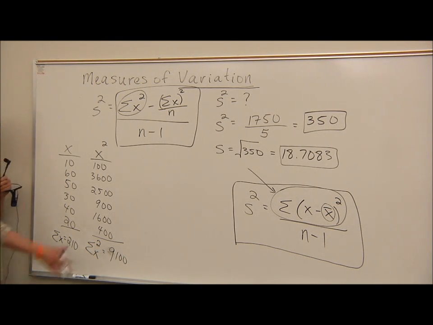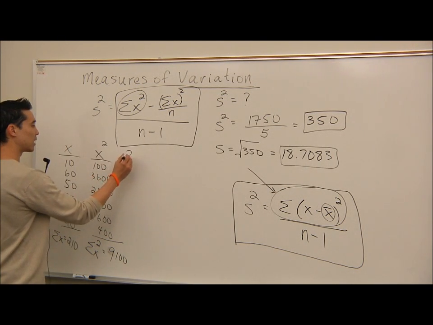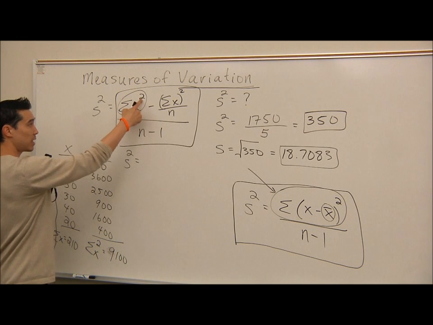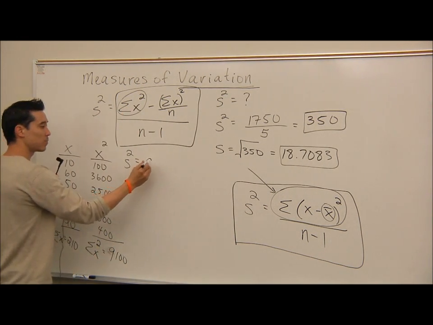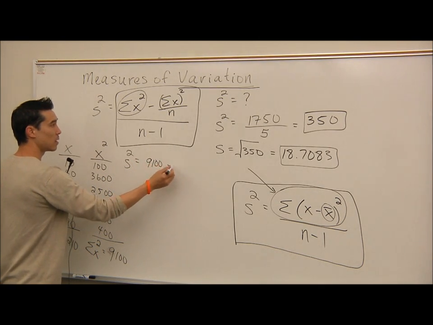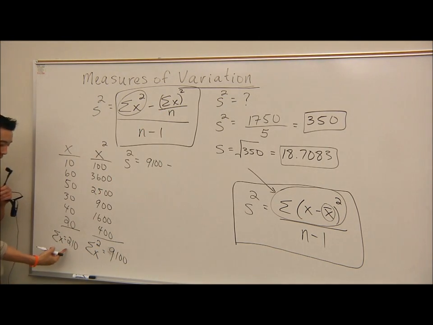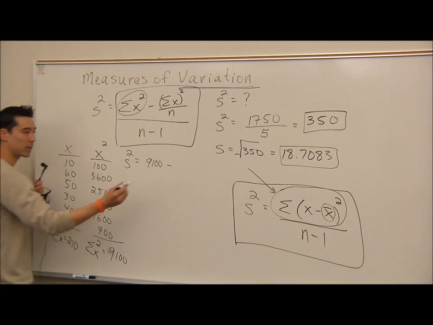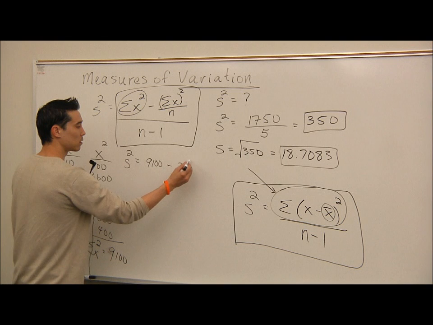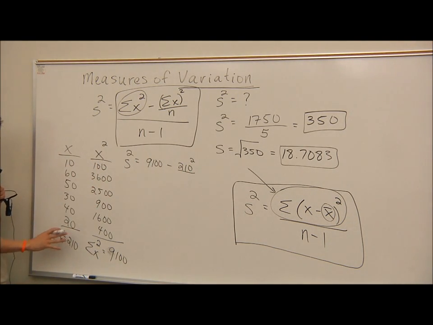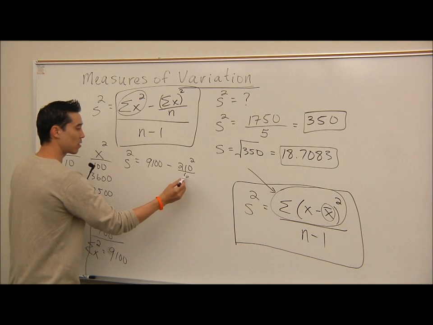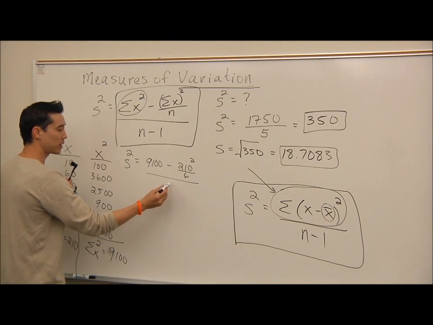Now we are ready to go into this formula, believe it or not. So s squared is the summation of the x squareds, 9,100, minus the summation of x, 210, quantity squared, so I'm going to have to square that. Divided by n, which is how many were in the sample, and we had 6 in the sample. And then all of that divided by n minus 1, which is 5.